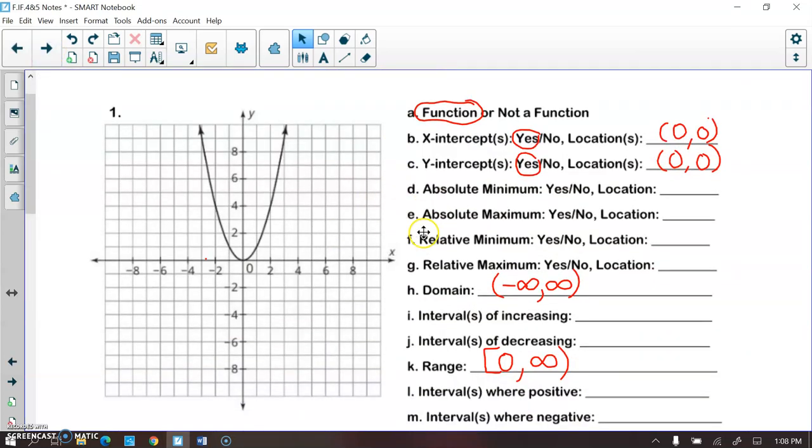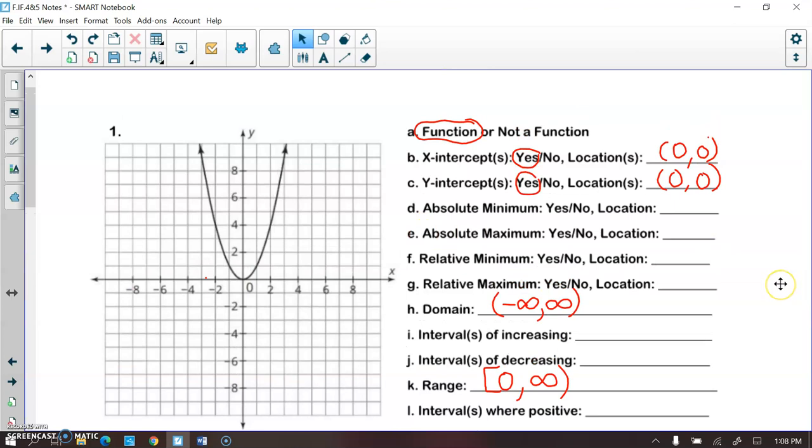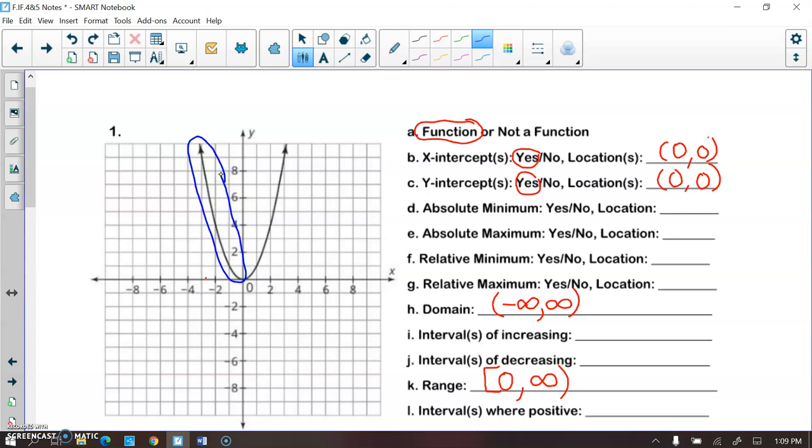So graph number 1. A tip when we're trying to identify the intervals of increasing or decreasing is you want to try to split your graph up into sections. For number 1, we have 2 sections. We have this section until we hit this low spot here, and then we have this section for the rest of our graph.